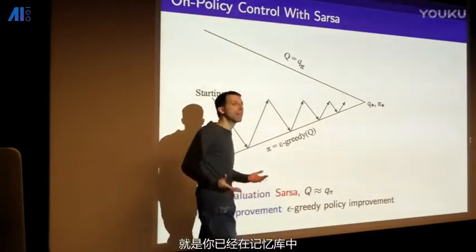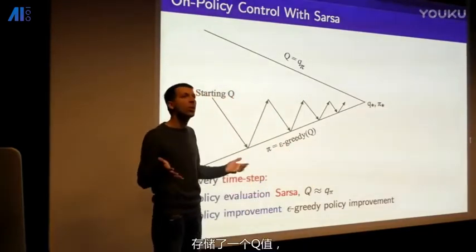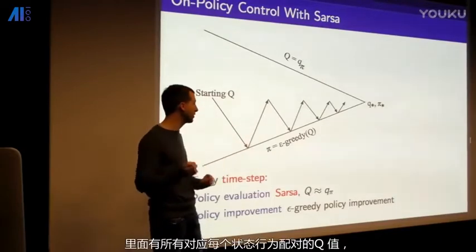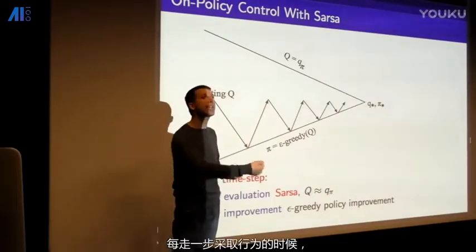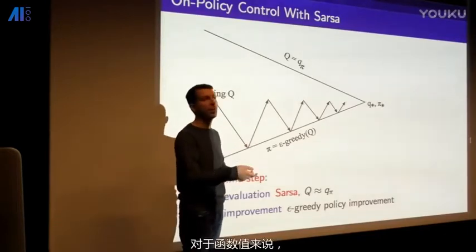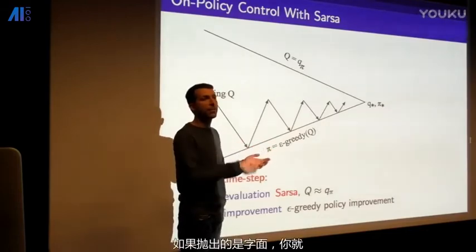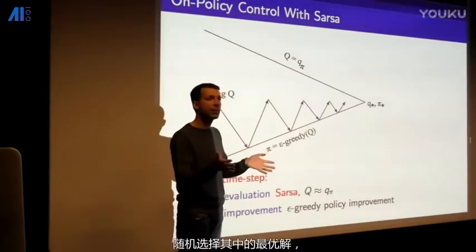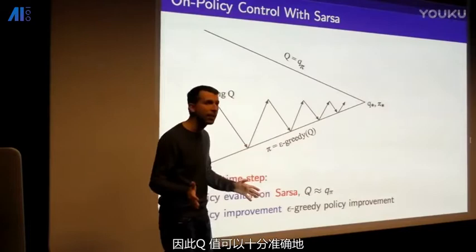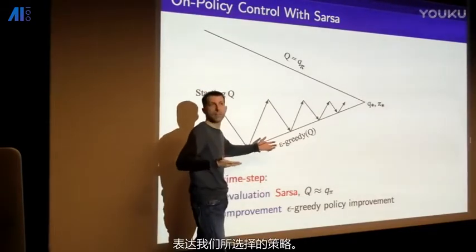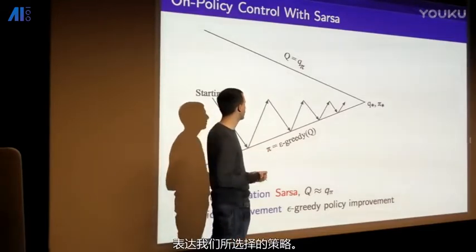So again, what does this mean in practice? It means that you're just storing Q in your memory. You've just got this big table of Q values for all states and all actions. And every step when you actually come to take an action, you just flip a coin. If it comes up heads, then you look at your Q values and pick the best one. If it comes up tails, you explore randomly. So the policy is implicitly represented by your Q values.